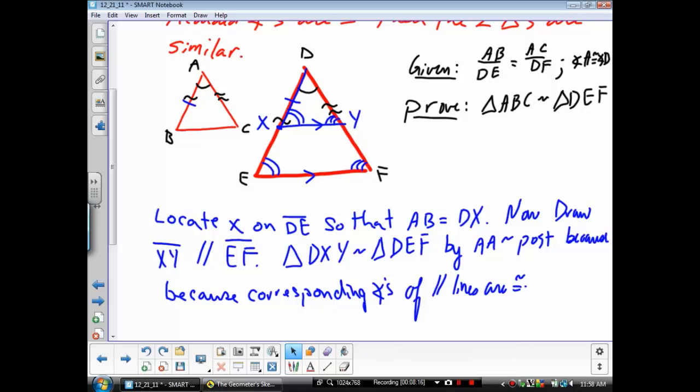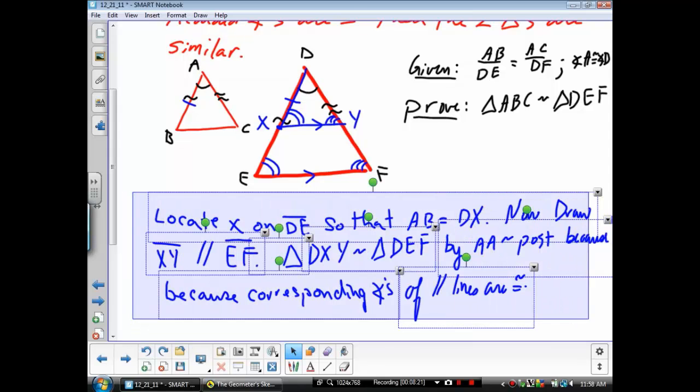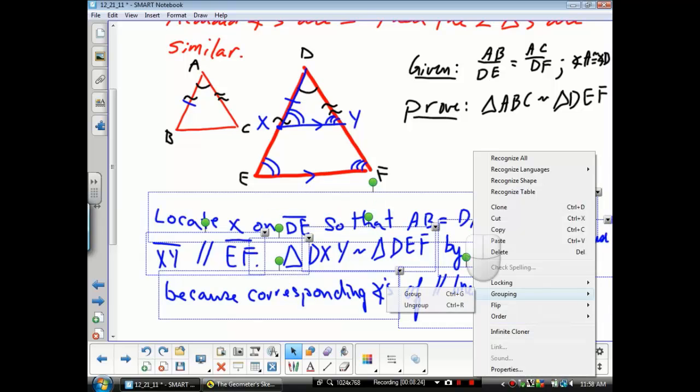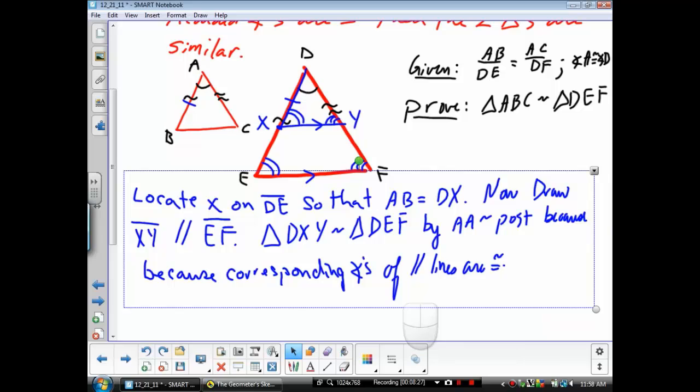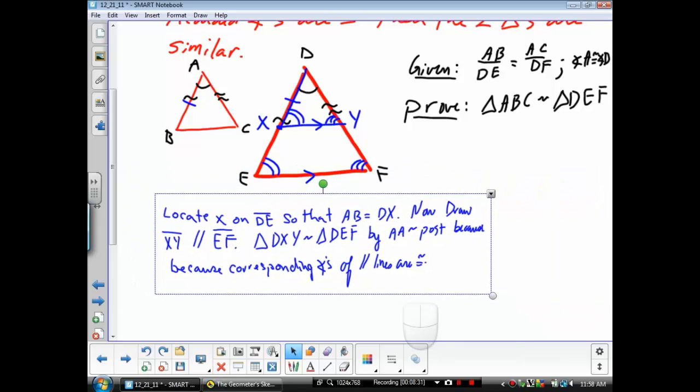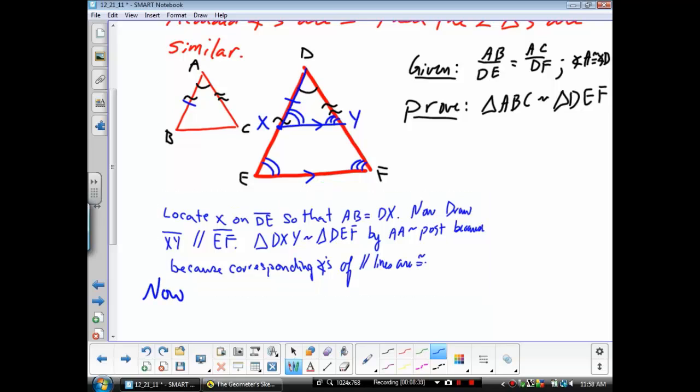Now, by the definition of similar triangles, I am going to be able to come up with not only AB equal to DX, but some of the other sides have to be equal because of this proportion. So since triangles are similar, I'll use blue again. I can say DX is to DE as DY is to DF. By definition of similar triangles.